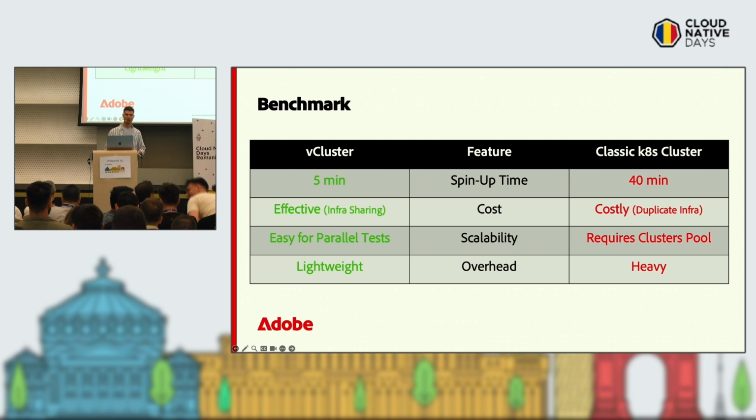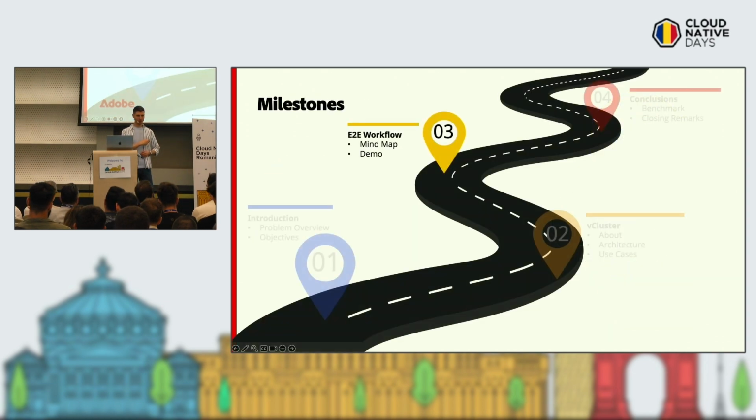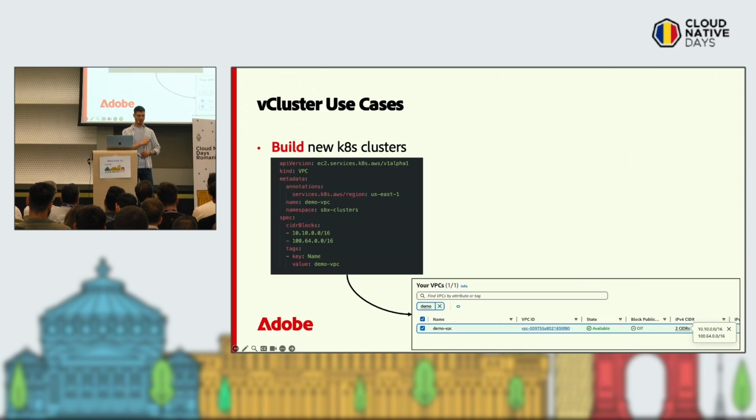Sorry, I'm not sure I understood what the vClusters are sharing from the base environment, like ingress controllers, I don't know, other resources.